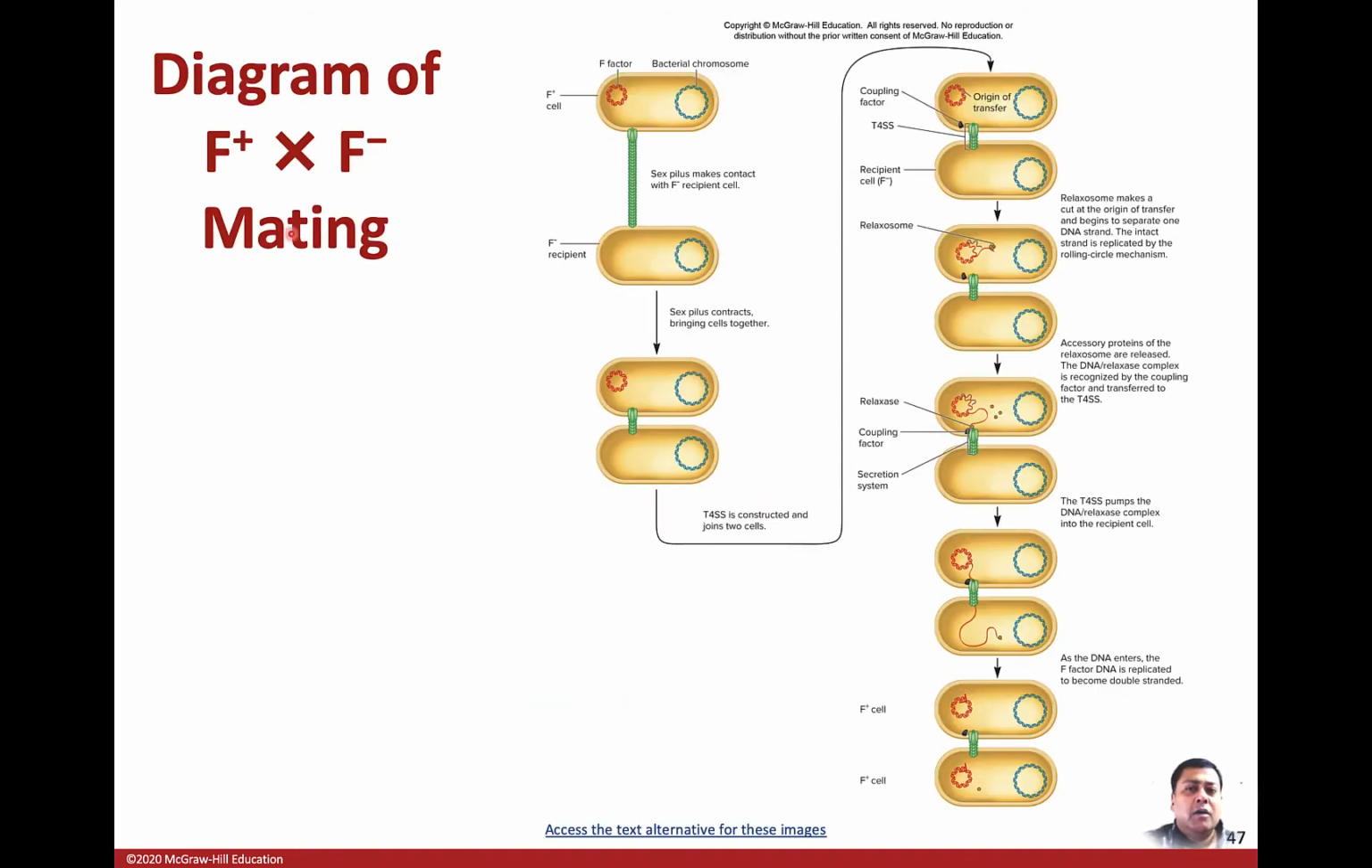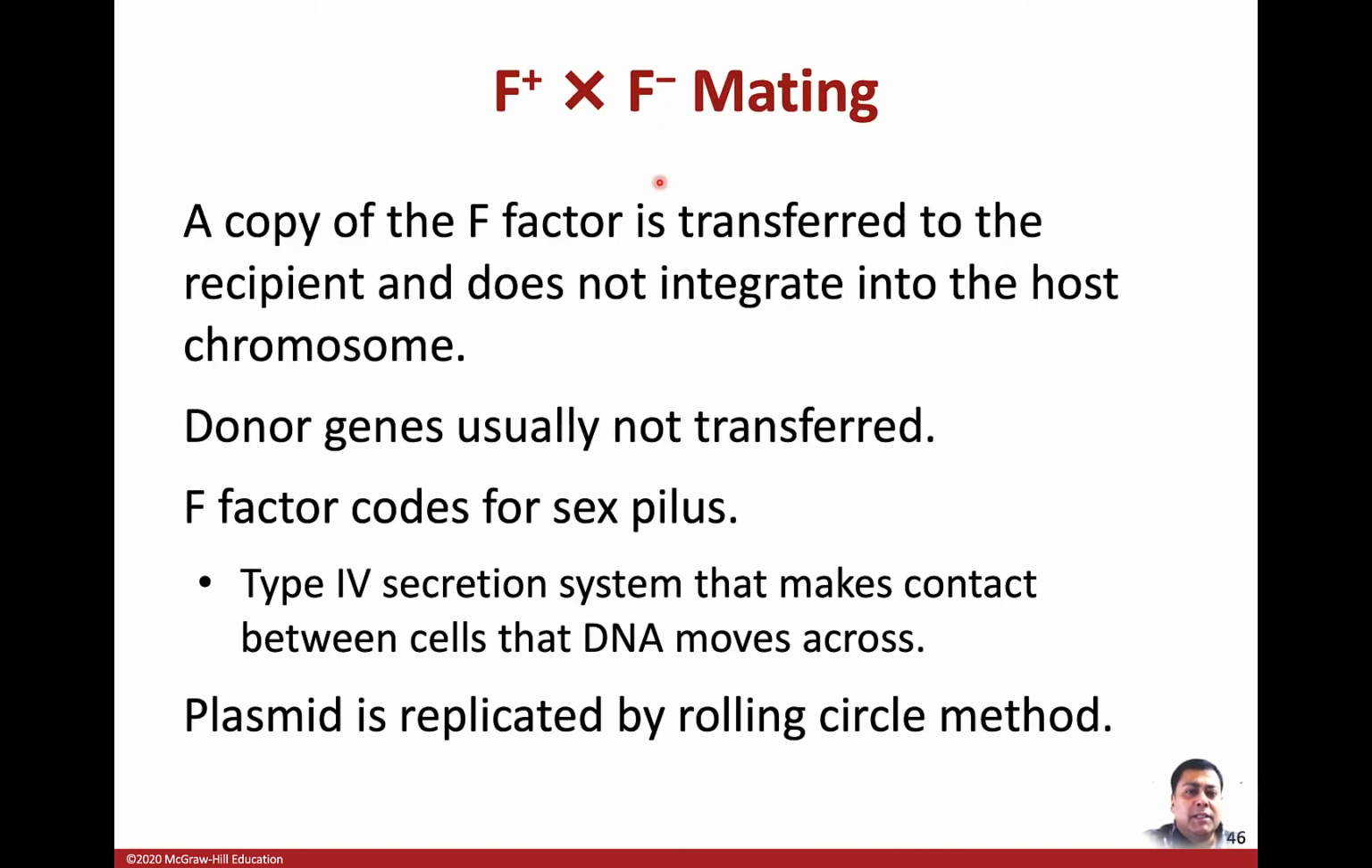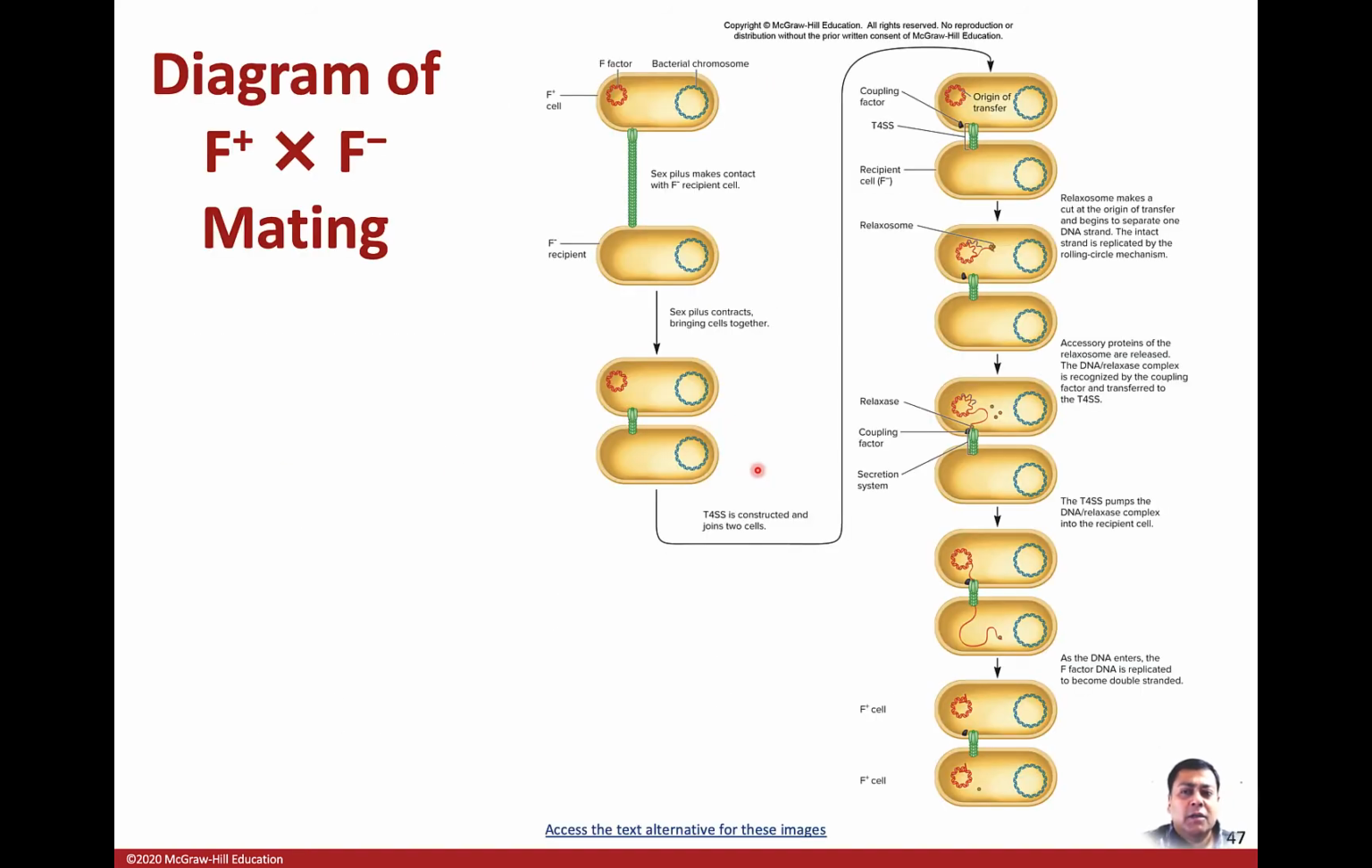Right here, we are looking at the diagram of the F plus versus F minus mating. So here is a cell which has an F factor. This is the F factor plasmid, and the bacterial chromosome. And remember that by this means donor genes are usually not transferred. What we mean is the genes from this bacterial chromosome are not transferred. Only the F factor is transferred.